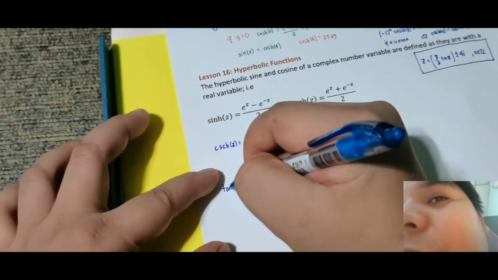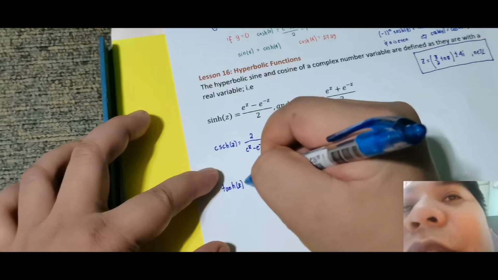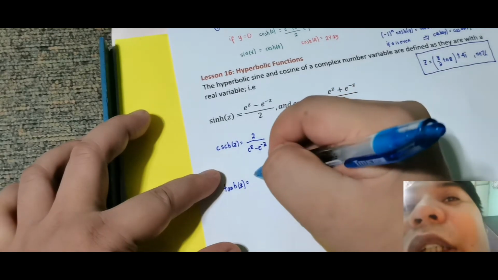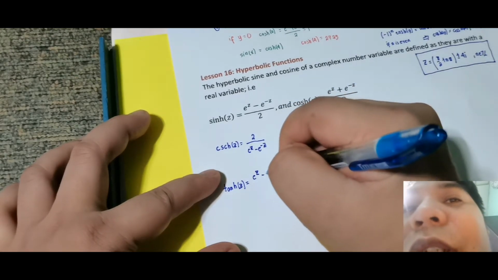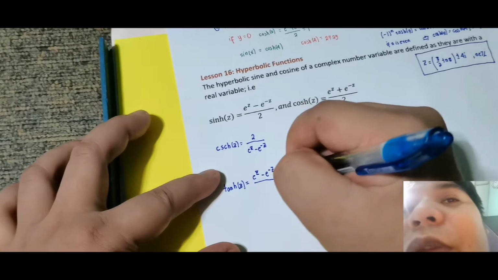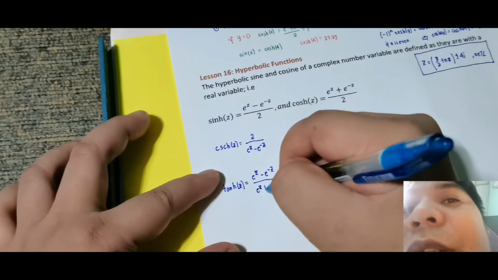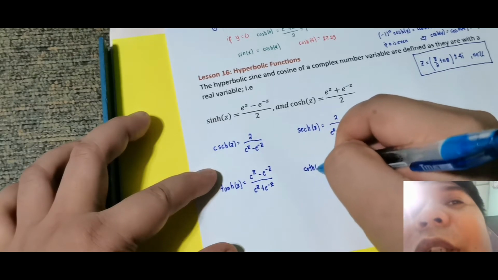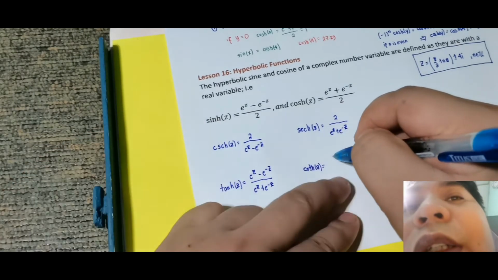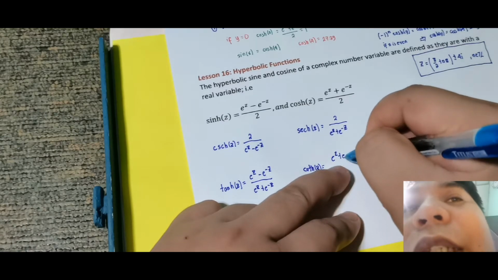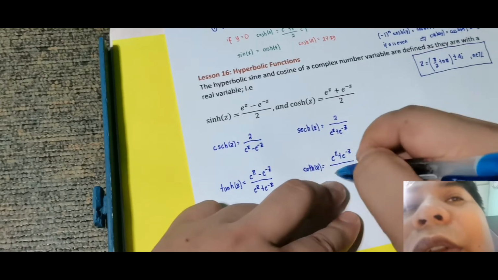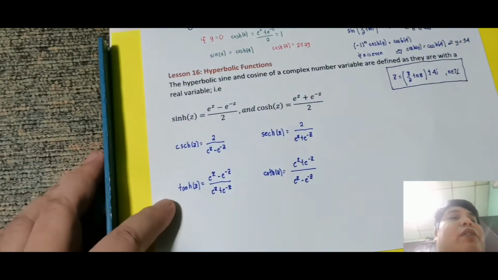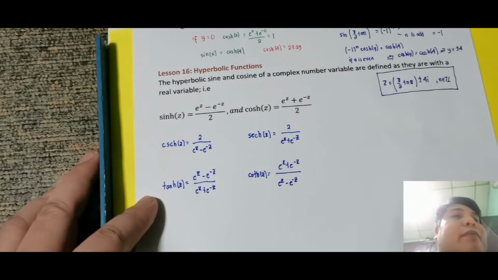Okay, next is si tangent. Si hyperbolic tangent of z is equivalent lang sa, syempre itong part na to, divide lang natin, makakancel lang yung 2. So that is e raised to z minus e raised to negative z all over e raised to z plus e raised to negative z. Then next, the hyperbolic cotangent of z is equal sa e raised to z plus e raised to negative z all over e raised to z minus e raised to negative z. Okay, so ayan yung mga hyperbolic function natin.